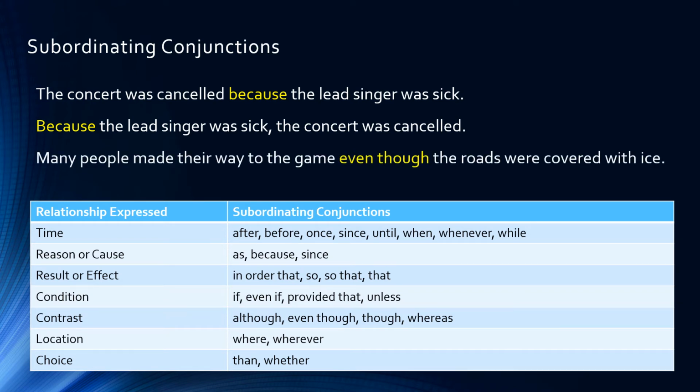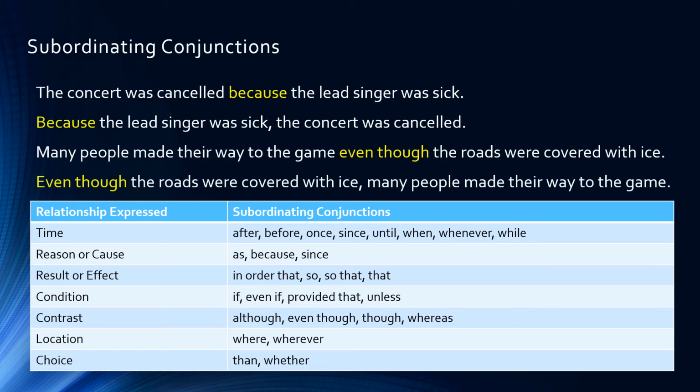Another example. Many people made their way to the game even though the roads were covered with ice. So again, we have a subordinating conjunction, even though, and even though is showing contrast, that the people did something even though of something else. So it's showing a contrast between the two clauses. And again, if we reverse the order of those, we see the difference that it makes in reading it.